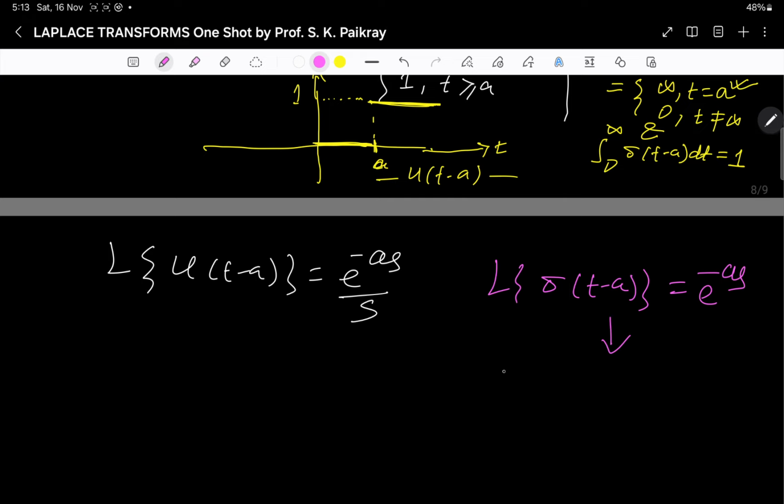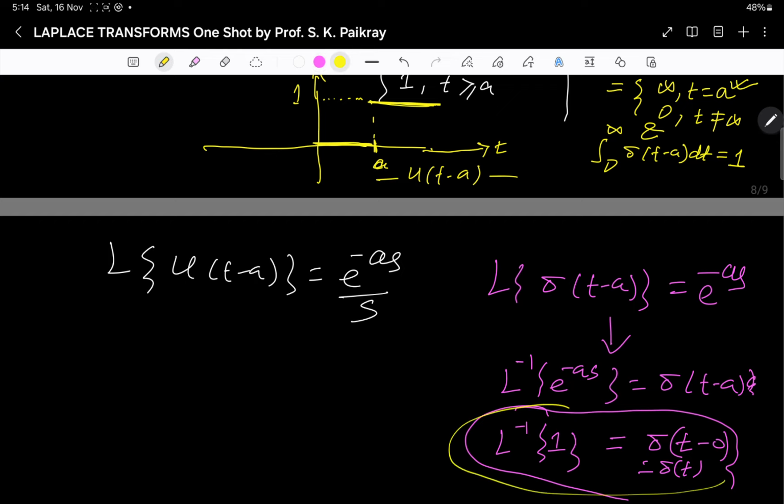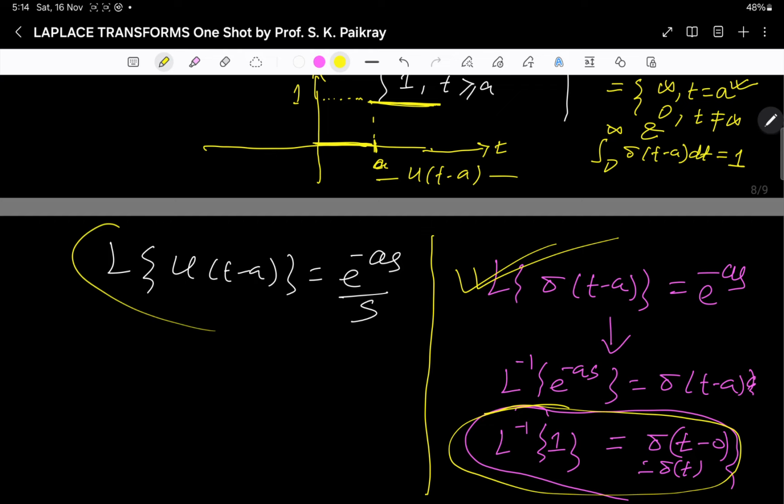If I ask you what is the Laplace inverse of e to the power minus as, it is delta(t minus a). If I ask you what is the Laplace inverse of 1, is it not e to the power 0s? So you can say it is simply delta(t minus 0), is it not? So here delta(t). You remember it. Many students commit mistakes here. Laplace inverse of 1 is delta(t) only. Okay. So this is all about the Dirac delta function, and this is my unit step function.